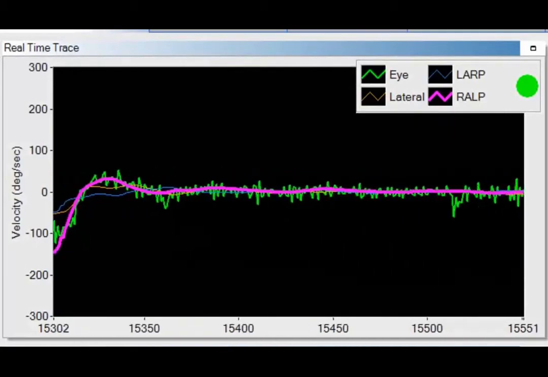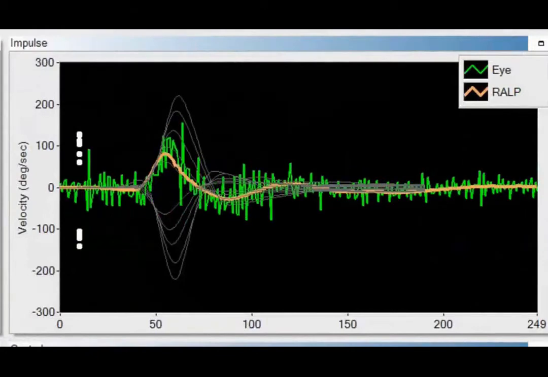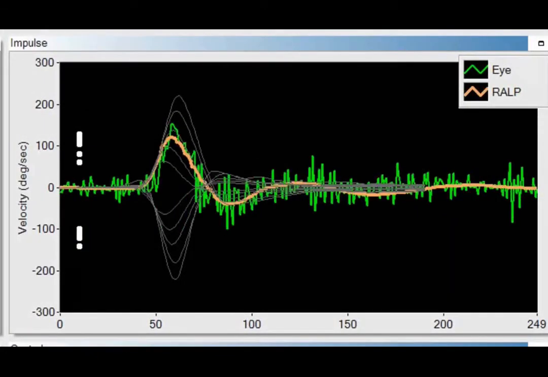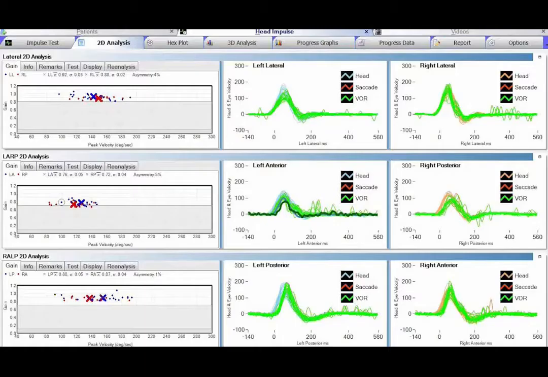So remember, your data should match the training curves, the green light should be on, and you should be getting accepted results. When you have finished, you have collected data for all 6 canals: lateral, LARP, and RALP.